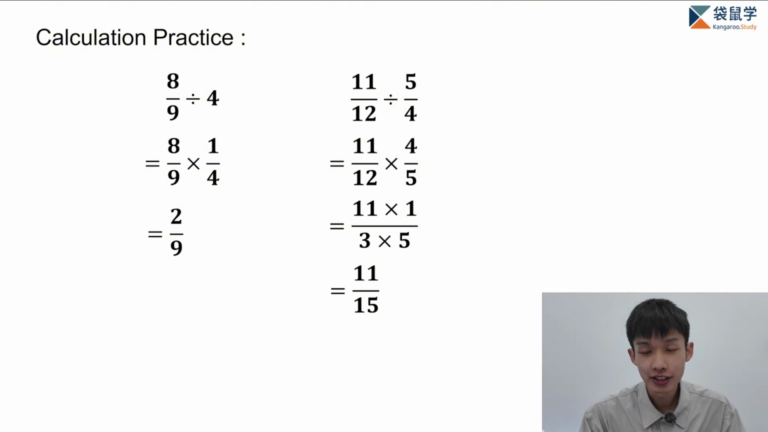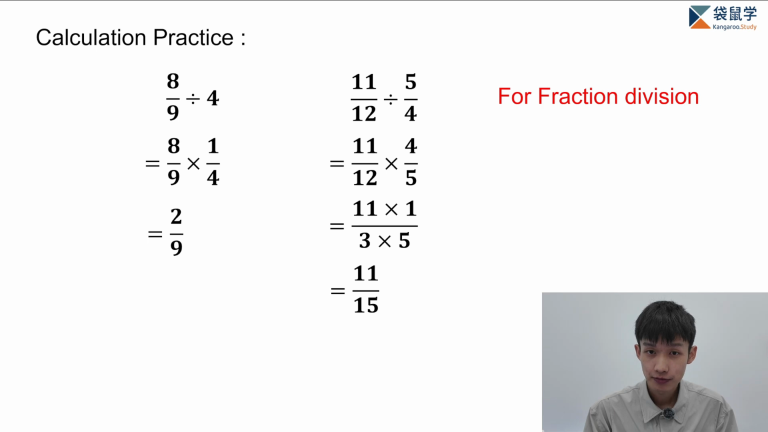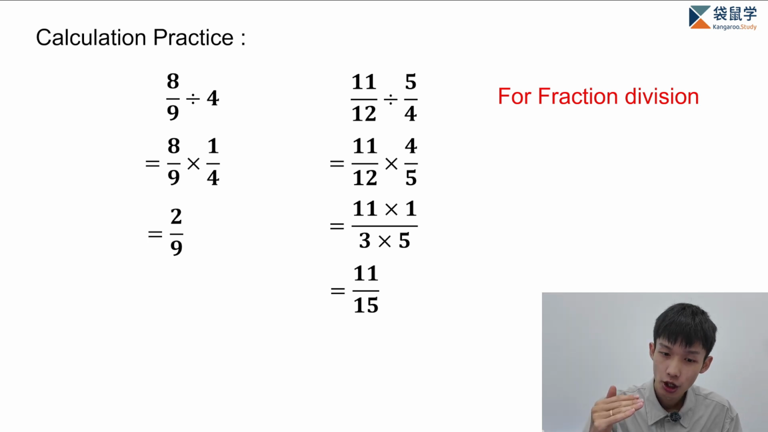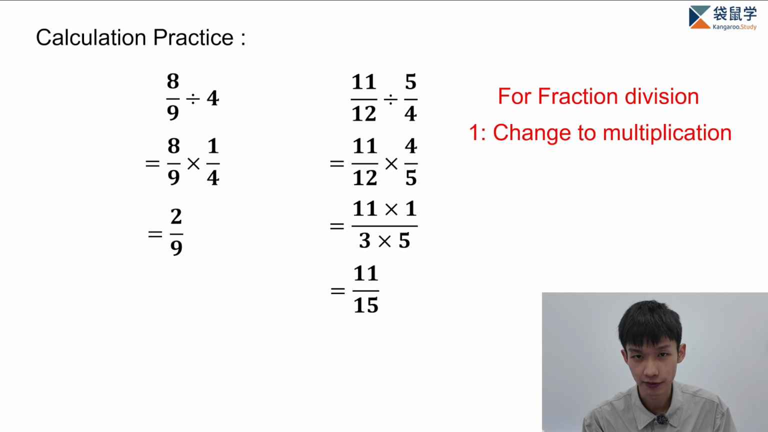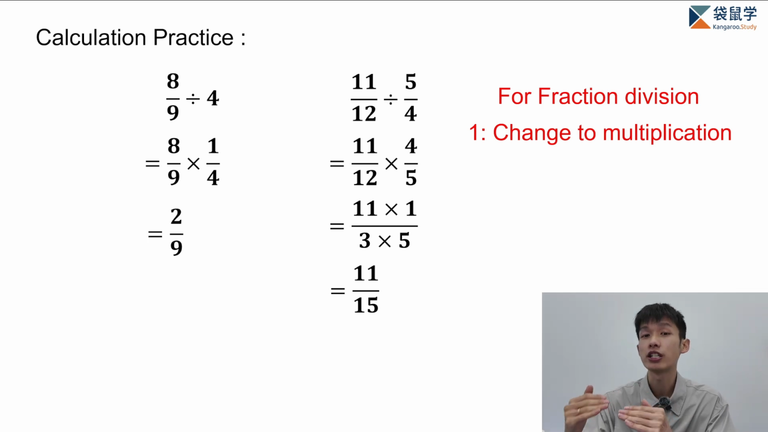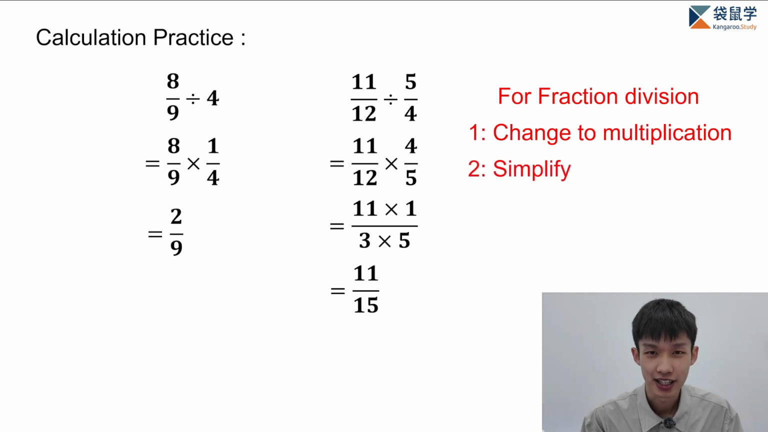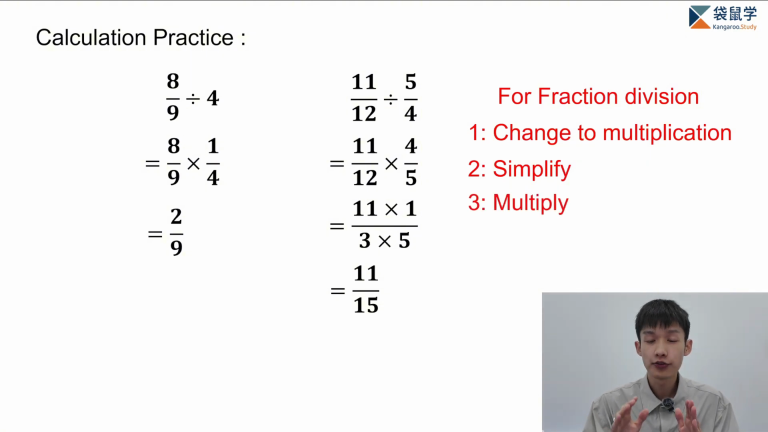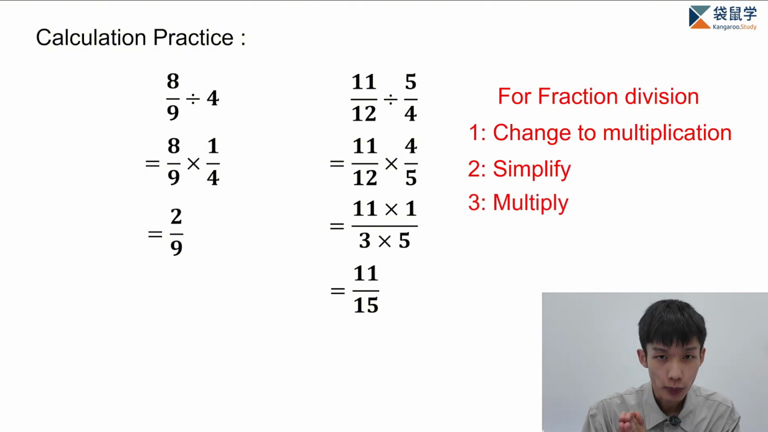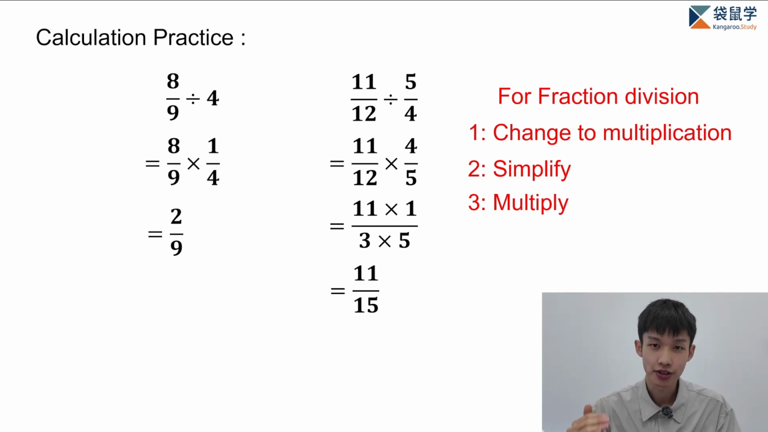So for fraction divisions, we also have certain steps. For every fraction division, the first step will be to change it to multiplication first. And then it becomes the question that we know, and then we continue on as for fraction multiplications. First is still division, simplification, and then multiply. So 3 steps: change into multiplication, simplification, and multiply. And knowing how to do the fraction divisions is not enough. To master it, we must do enough practices.